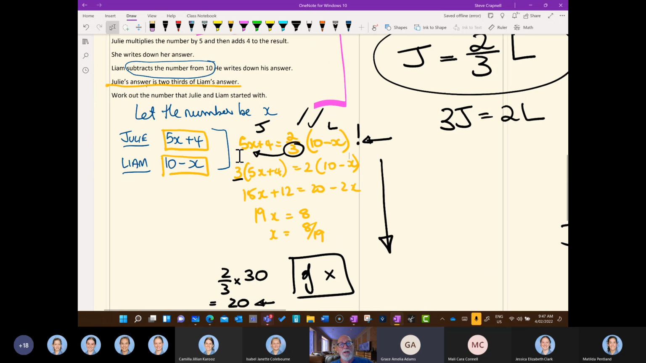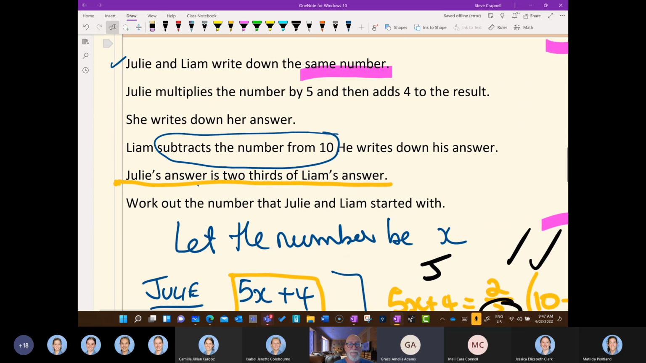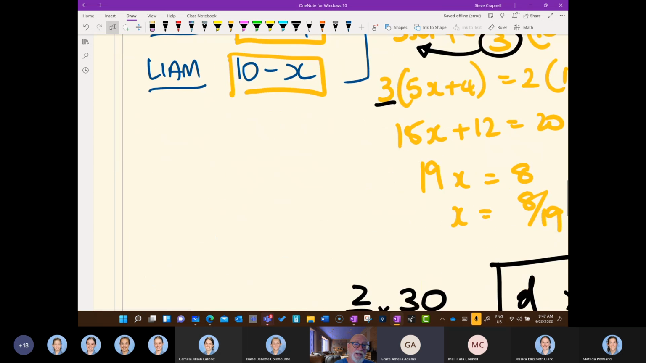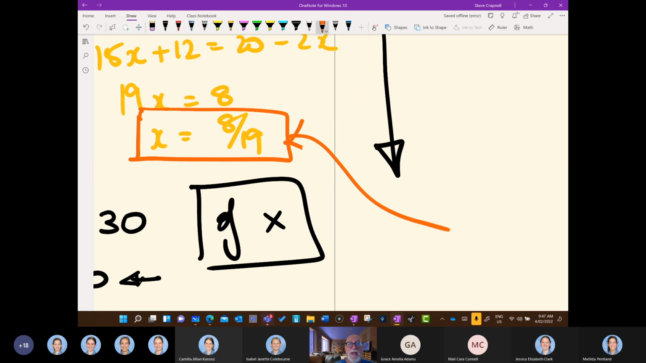In the question, it says the number that they started with, and if x equals 8 over 19, do you want it as a whole number or leave it as a fraction? Yeah, you've got no choice there, mate. That's an ugly fraction. It's just a really unattractive fraction, and that's it. Now get used to that.